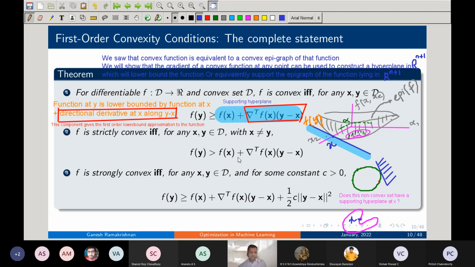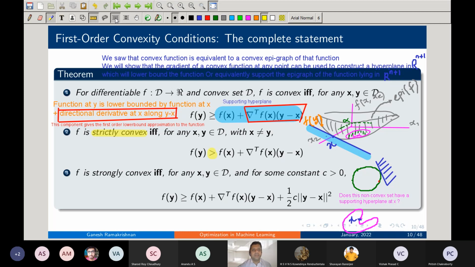Now, in the case of strict convexity, as I said, there's a strict inequality, but in the case of strong convexity, you have a gap. And what is that gap? That gap is basically a quadratic function between y and x. Like the directional derivative was a function of y minus x, now we're looking at a quadratic function of y minus x in addition to the directional derivative.